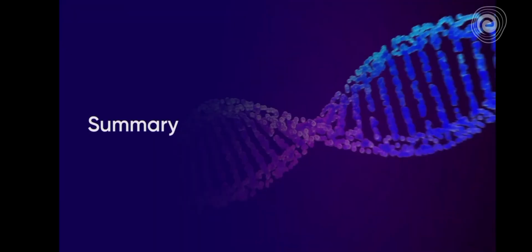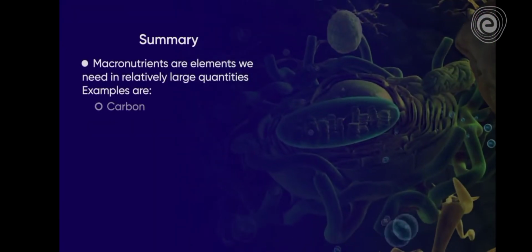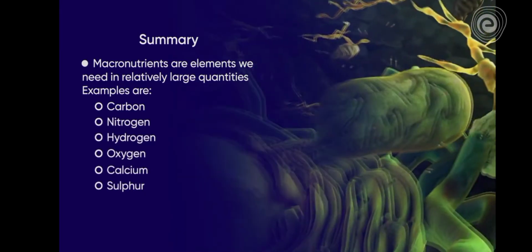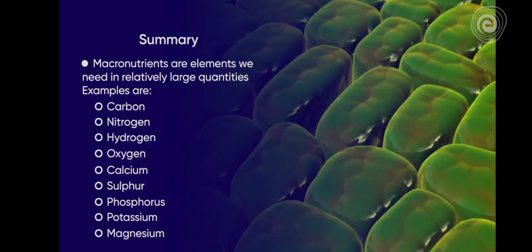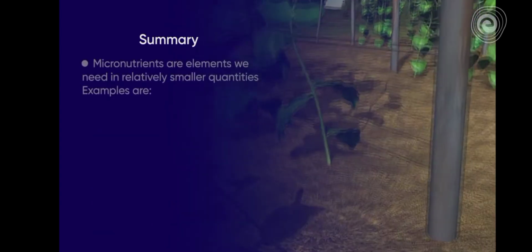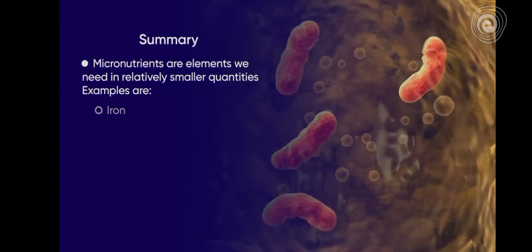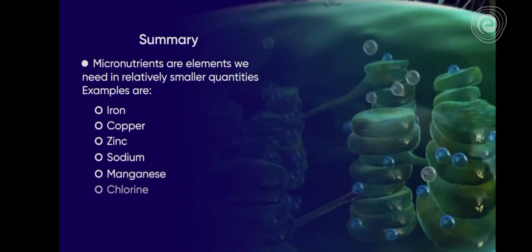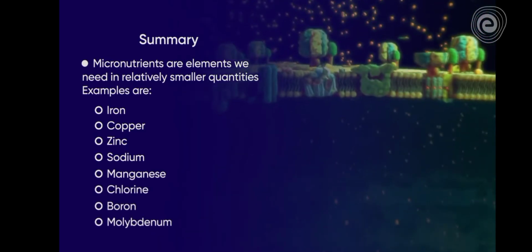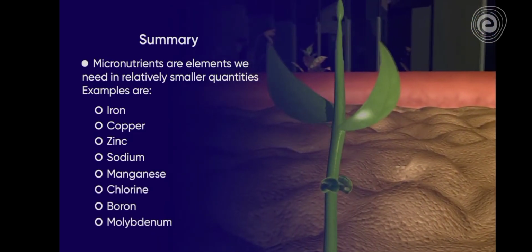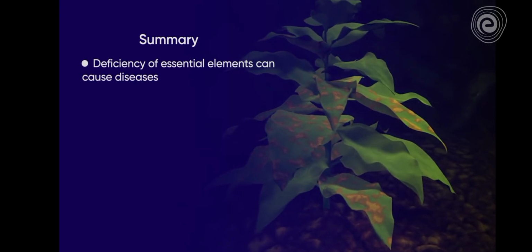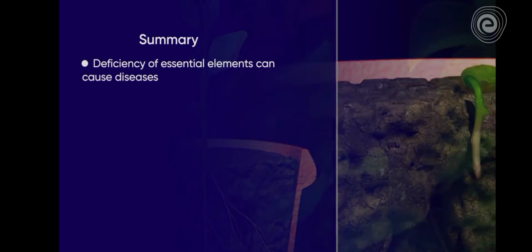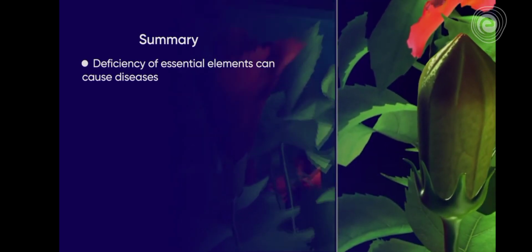Let's summarize. Macronutrients such as carbon, nitrogen, hydrogen, oxygen, calcium and sulfur are the elements which are required in relatively larger quantities. Micronutrients such as iron, copper, zinc, sodium, manganese and chlorine are some elements which are needed in minute quantities. In plants, any deficiency of essential elements will lead to certain morphological changes which are called deficiency symptoms.